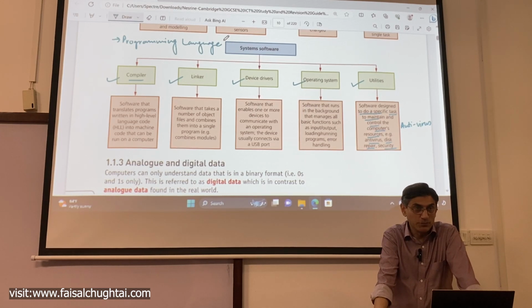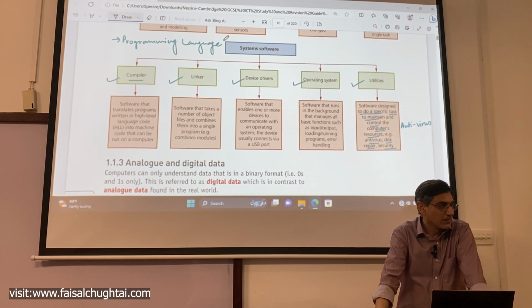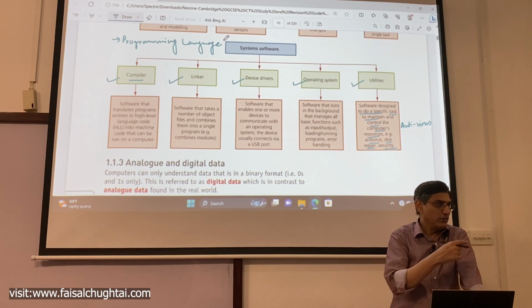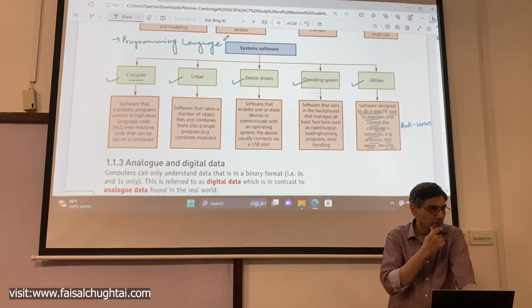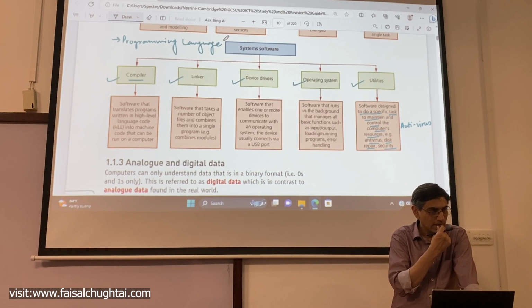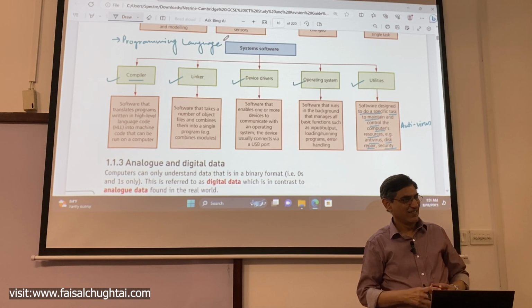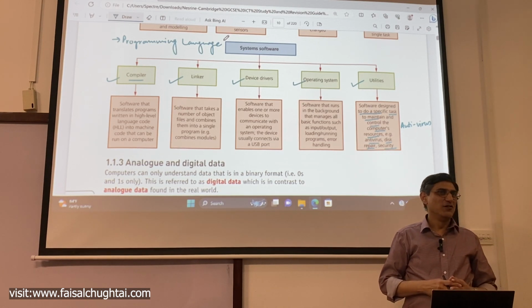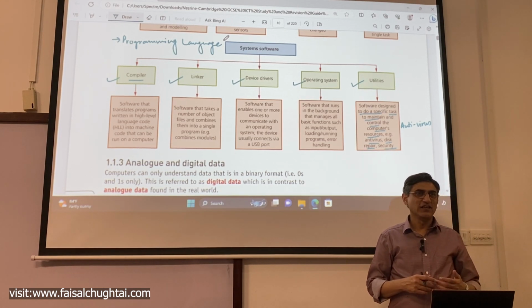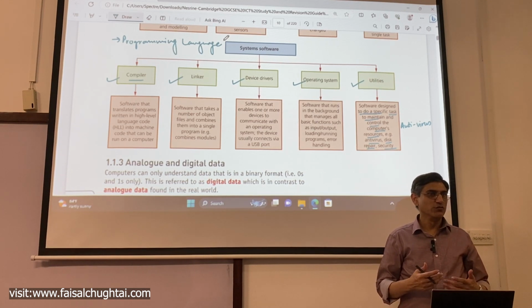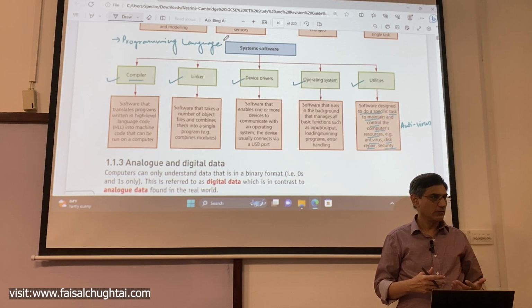Very good. For different purposes. Makes sense. Okay. I think what you mean to say is that different programming languages may be used to create different types of programs. Okay, not bad. Yes.